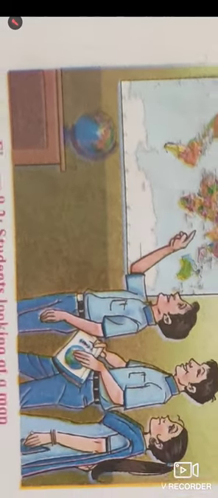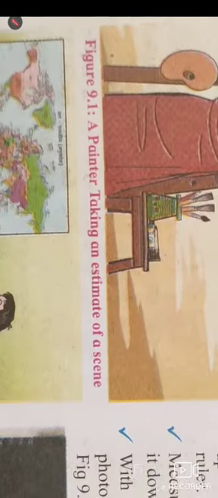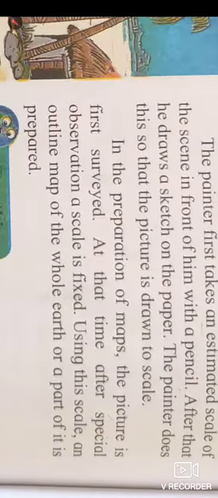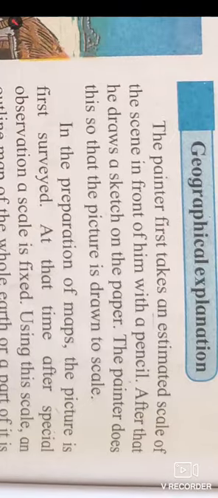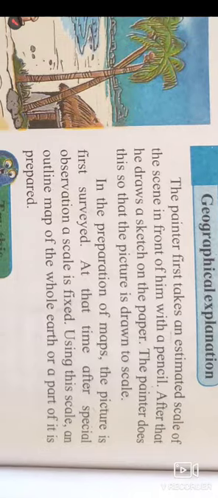Okay, what is common to both these pictures? Both these pictures have something common. The scale, we can say the scale was given. So let us continue with the reading. The painter first takes an estimated scale of the scene in front of him with the pencil. After that he draws a sketch on the paper. The painter does this so that the picture is drawn to scale.